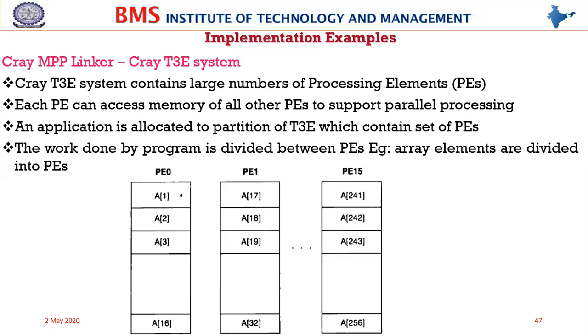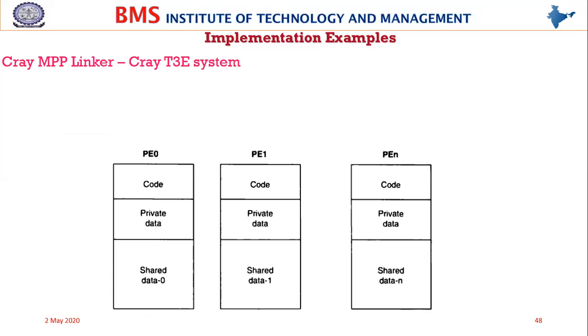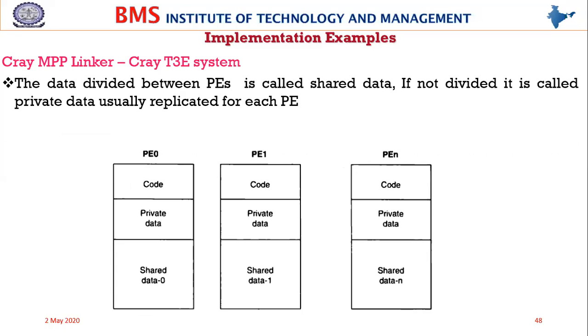So all 256 elements are not processed by a single processing element, but are divided to be executed in parallel by 16 processing elements. This sort of division of data, we call data partitioning or something like that. Okay, we shall see that. The data divided between the processing elements is called shared data.